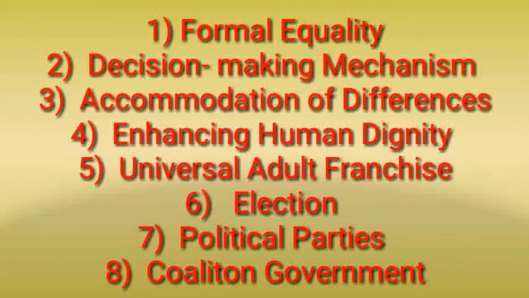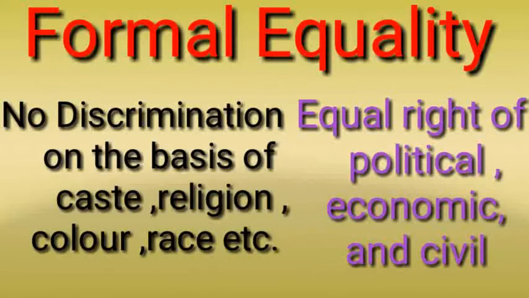First is formal equality. Second, decision making mechanism. Third, accommodation of differences. Fourth, enhancing human dignity. Fifth, universal adult franchise. Sixth, elections. Seventh, political parties. And eighth, coalition government. These all are very essential key elements of democracy. So firstly, we will study formal equality in detail.